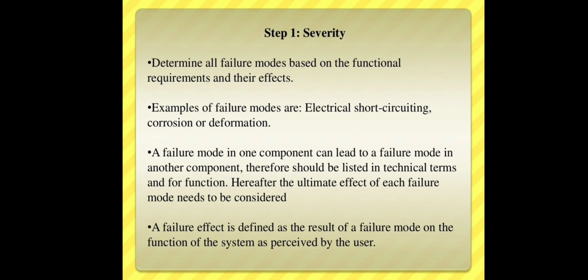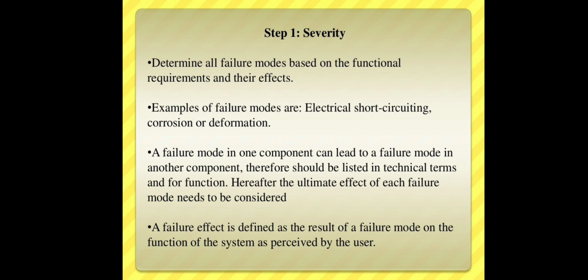Severity is the condition where we determine all failure modes based on the functional requirements and their effects. Examples of failure modes are electrical short-circuiting, corrosion or deformation, or shutting down any process. A failure mode in one component can lead to a failure mode in another component, therefore it should be listed in technical terms or for functions. Thereafter the ultimate effect of each failure mode needs to be considered.